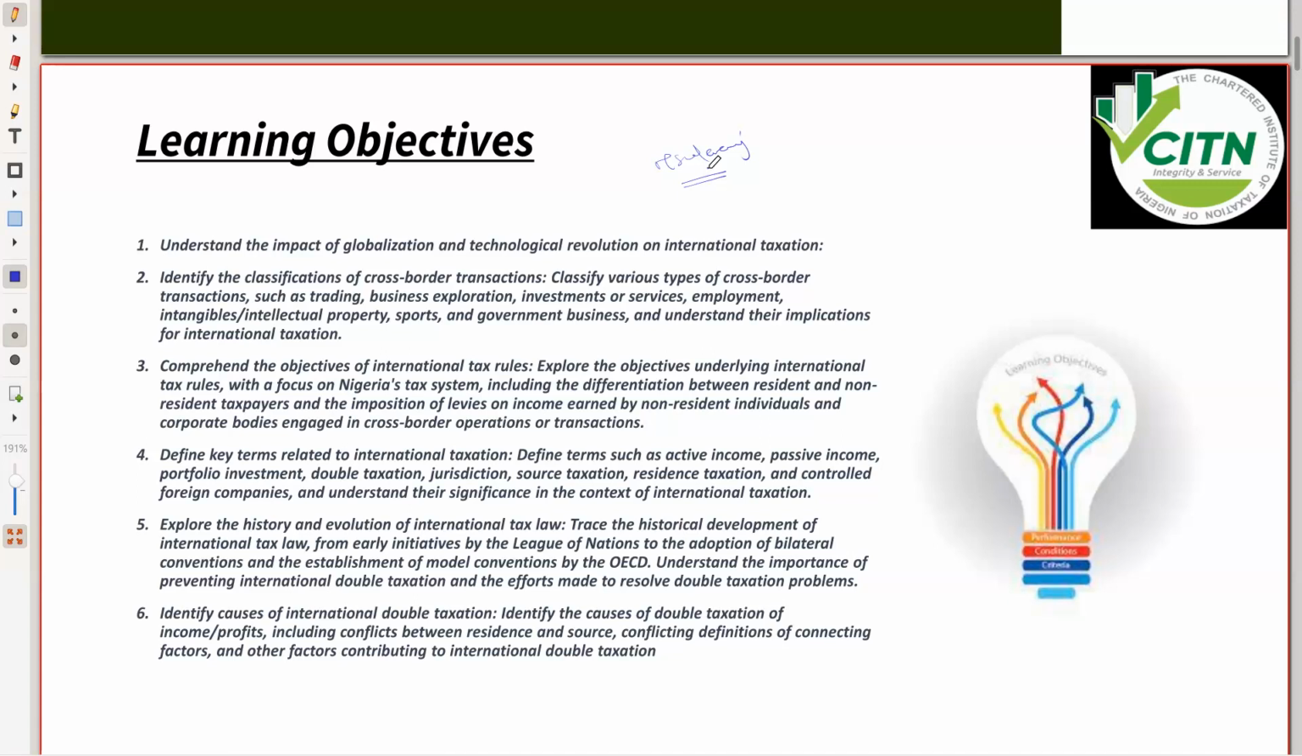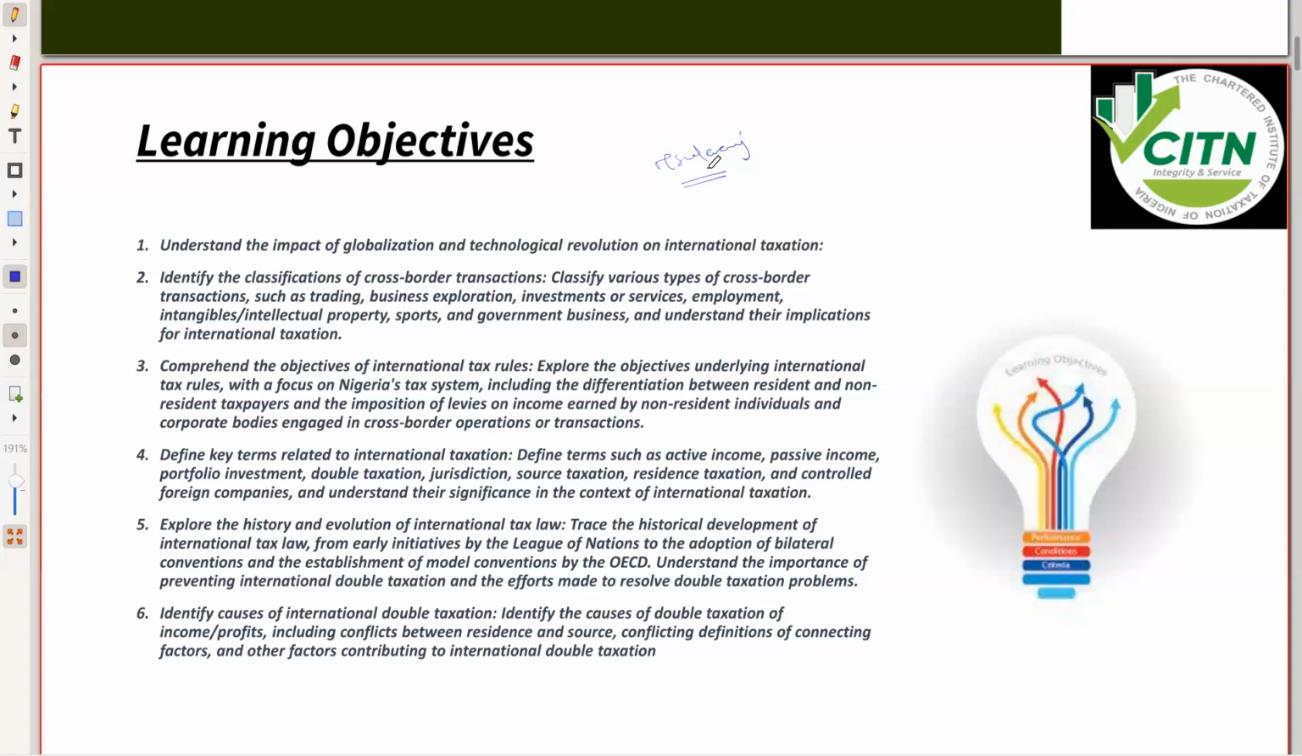Establishing laws around international taxation. We then look at some of the key terms, really. We define some of the key terms that are important for this class and going forward. And then we look at double taxation as well and the digital economy. So let's go straight to the course for today.